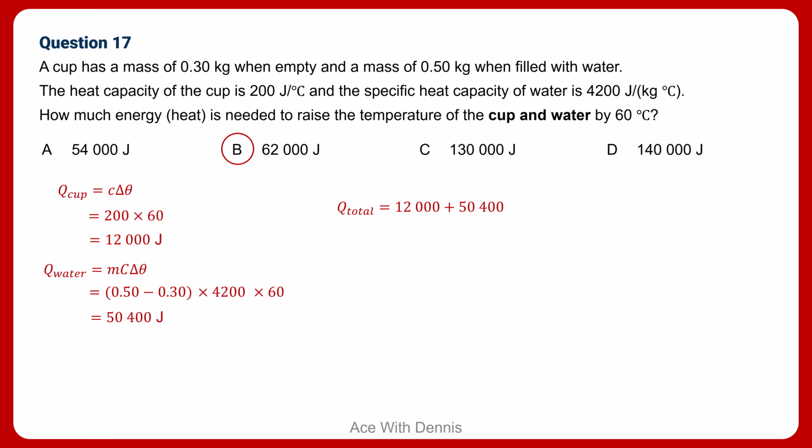So adding these two energies together, the total heat needed is 12,000 plus 50,400. We get 62,400 joules.